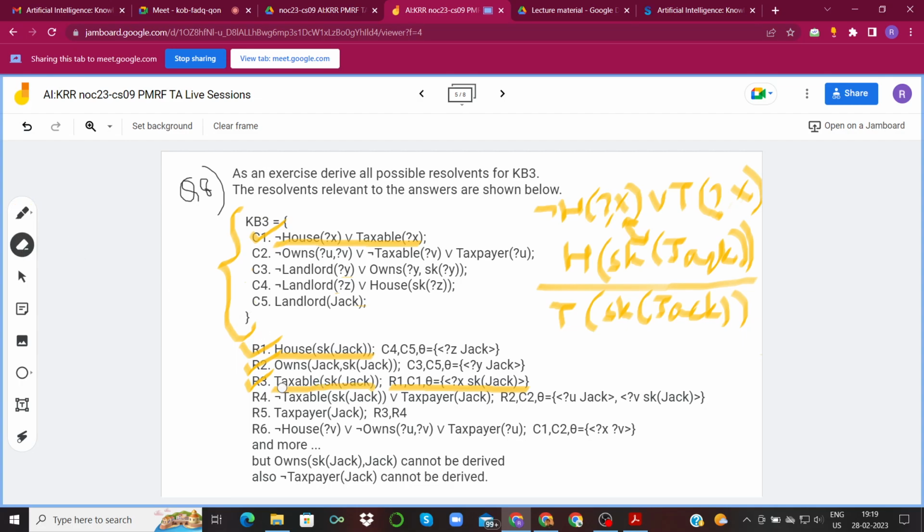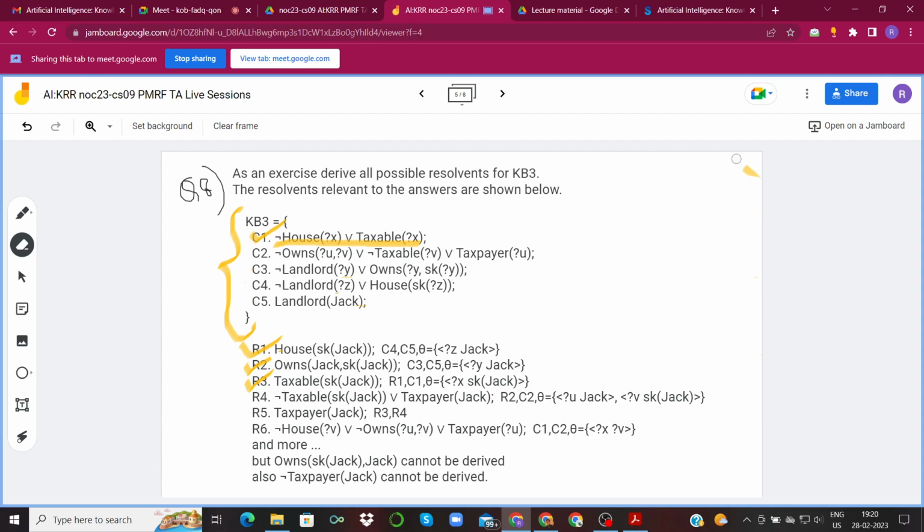Okay, now let's erase this. Let's erase this as well. Alright, next what we'll consider is the second resolvent that we arrived at, which is owns Jack, SK Jack, and C2. Wherein we have this long thing. So I'm writing it in very short form.